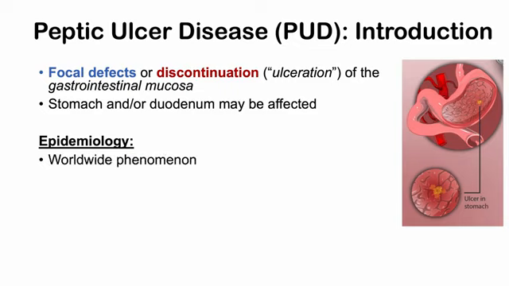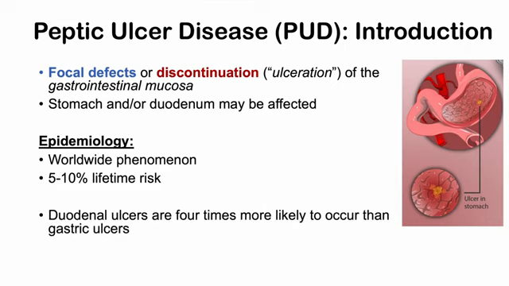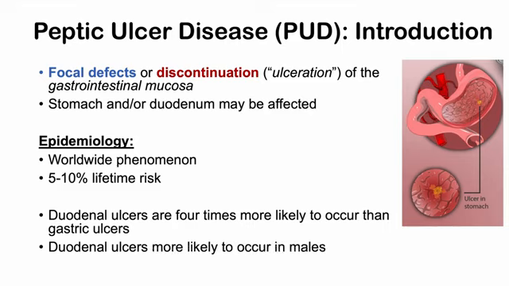What is the epidemiology of peptic ulcer disease? It is a worldwide phenomenon, so it occurs in all countries around the world, and it occurs in a significant portion of the population. Roughly speaking, around 5 to 10% have a lifetime risk of developing peptic ulcer disease. Duodenal ulcers are 4 times more likely to occur than gastric ulcers, and duodenal ulcers are more likely to occur in males. So those are 2 key important notes to make here.